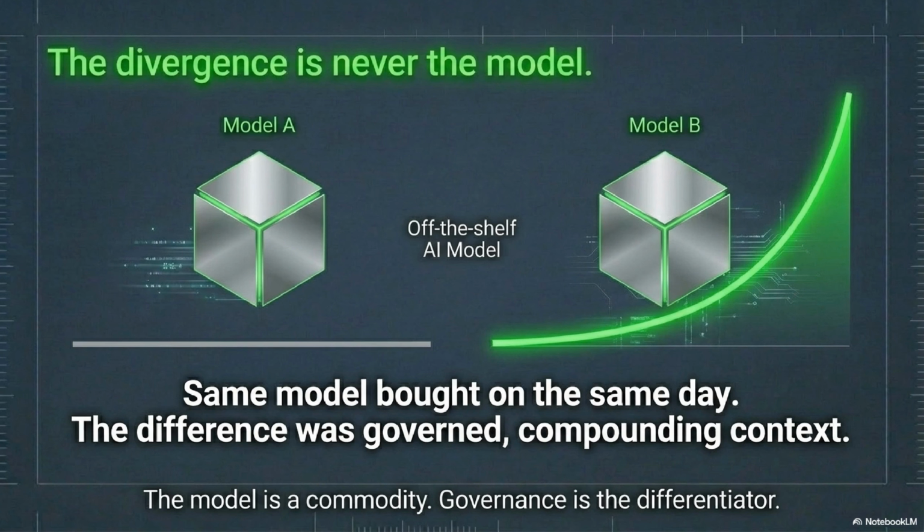We opened the whole series with 2 banks who bought the identical model on the same day, and a year later one was pulling ahead on every use case. You know the answer now. The second bank's model was never better. Its context was governed, shared, and compounding.